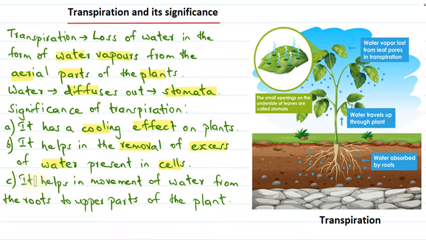Then the third significance is that it helps in movement of water from the roots to the upper parts of the plant. So water loss due to transpiration results in lower water concentration in leaf tissues, right? Now this in turn results in the movement of water from the roots to the leaves. Okay, hence transpiration helps in the movement of water from the roots to the upper parts of the plants.